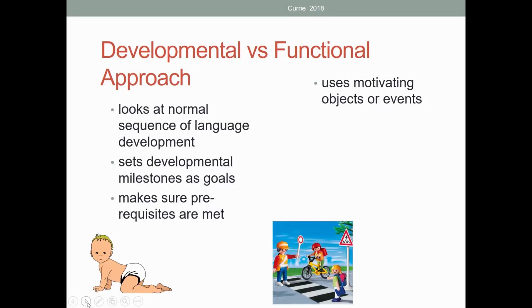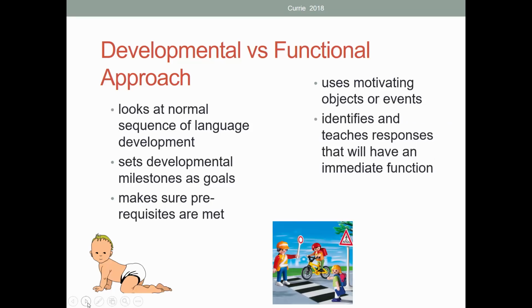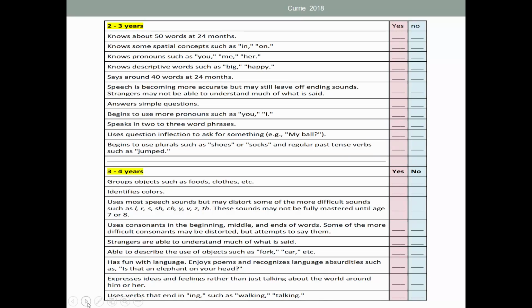It uses what the person wants right now that's going to give them an immediate result. So it's very, very functional in nature. It uses the motivating objects or events that are around them right now in their immediate environment, and it helps you identify what those things are, and once they learn to communicate about them, it has an immediate function. So it's relevant to here and now. It's not based on some kind of system of what they're supposed to be doing at a certain age.